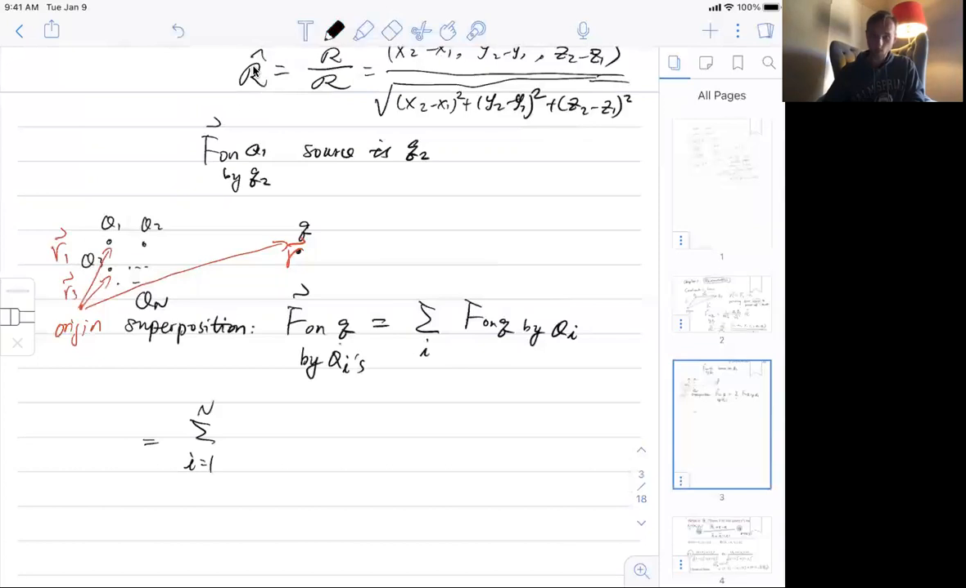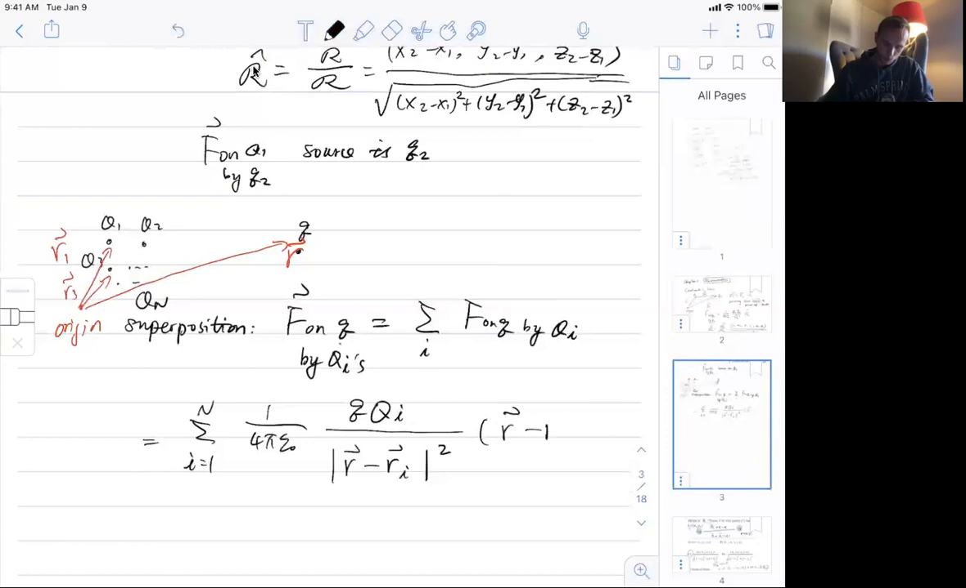Sum i from 1 to n, if you have n total charges, and 1 over 4 pi epsilon naught, q times qi, divided by, now each of them has a separation vector, and this curly r is going to be r minus r little i. I'm here looking at the magnitude of that. And also you need to have the hat. Now to do the hat, I'm just gonna do the hat overall.